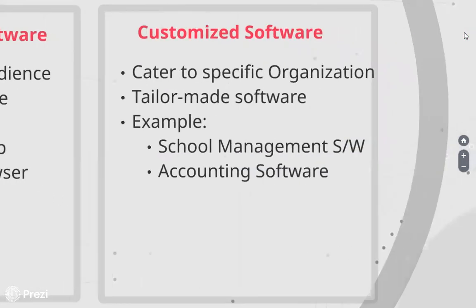Next category is customized softwares. Customized softwares are designed or developed for a particular organization. Like if I have a company to run and I want a software for my company, I'll be putting in certain functionalities that I want. I don't want anything else. So the developers or the computer programmers will be catering to my needs and will be making a software which will have just the functionalities I want. So they are called tailor-made softwares.